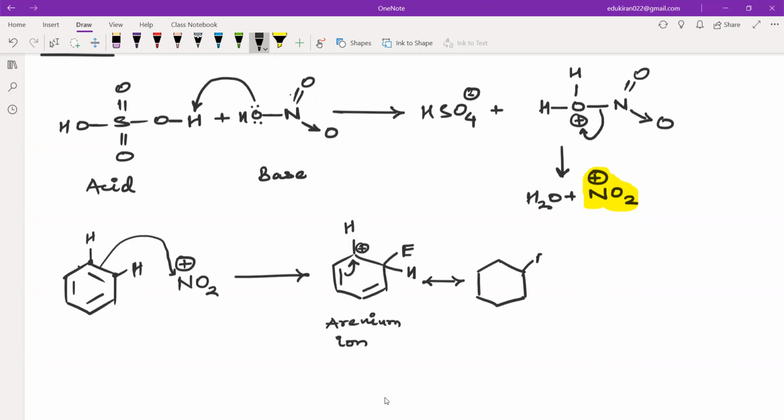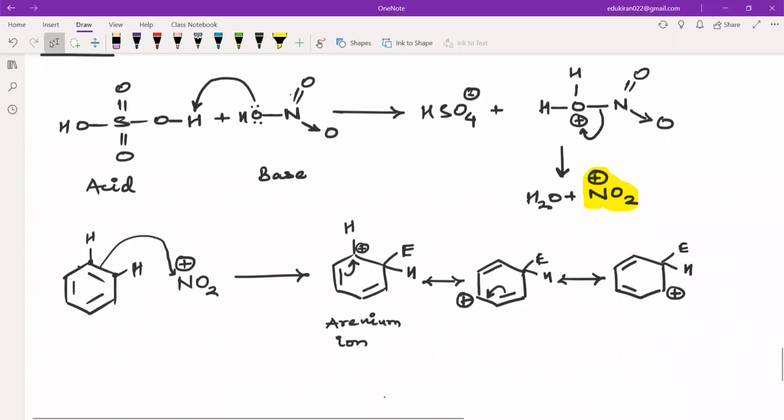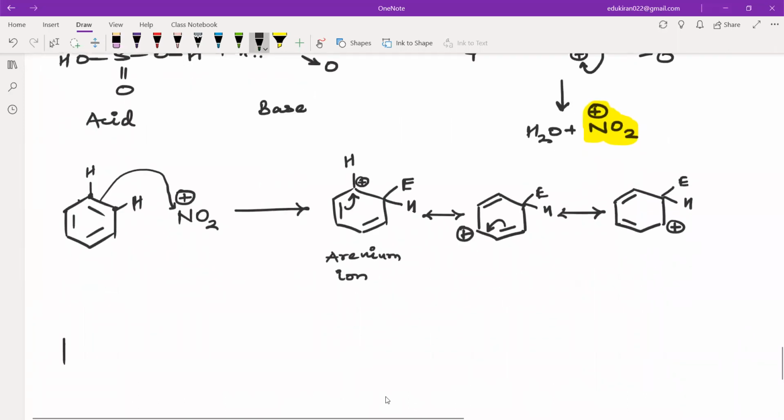This arenium ion is stabilized by resonance, you can see. Here we have the E and H. There will be a pi bond here. Get the positive charge here. The pi bond will be here. Then again, you can see that it is the carbocation that we have here. It is stabilized by resonance. Now, let us take this structure here.